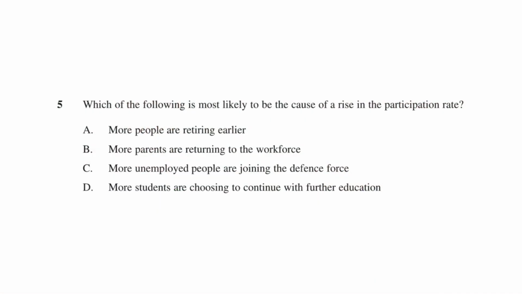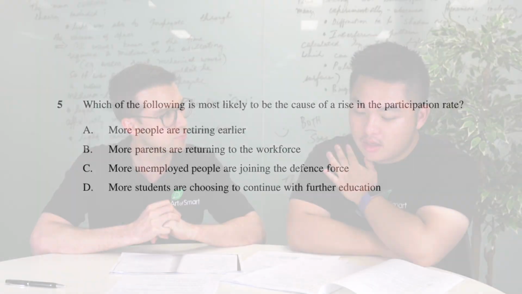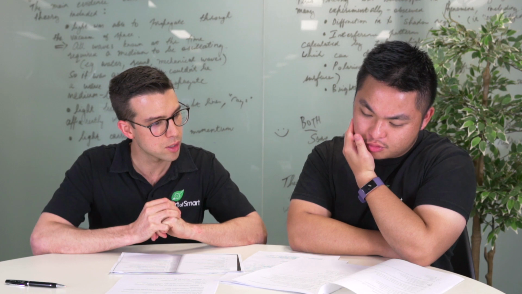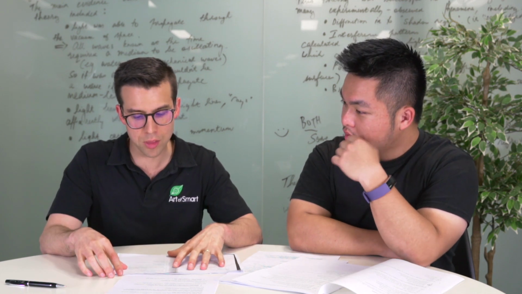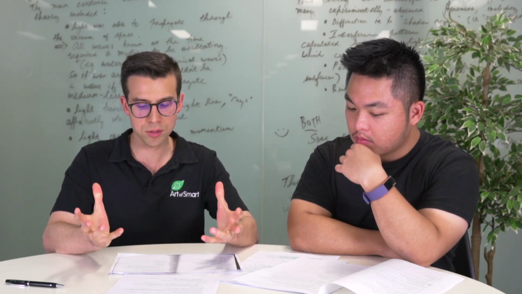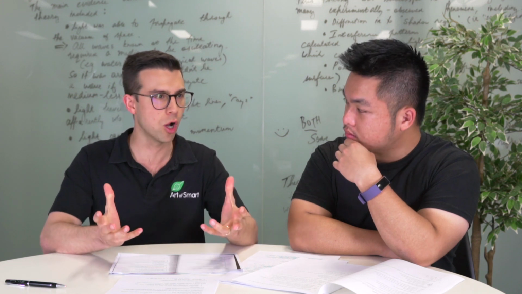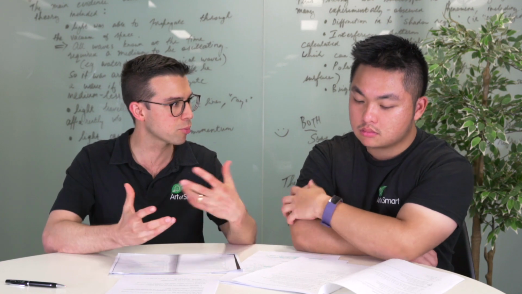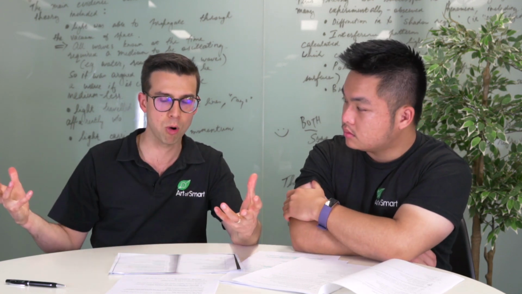Number 5: which of the following is most likely to be the cause of a rise in the participation rate? So Rowan, I think you had more students telling you about this one. What was the problem? Yeah, so I think the main thing here is that a rise in the participation rate is generally when you've got more people in the labour force, right? So you've got more people unemployed or employed, over the total working age population.